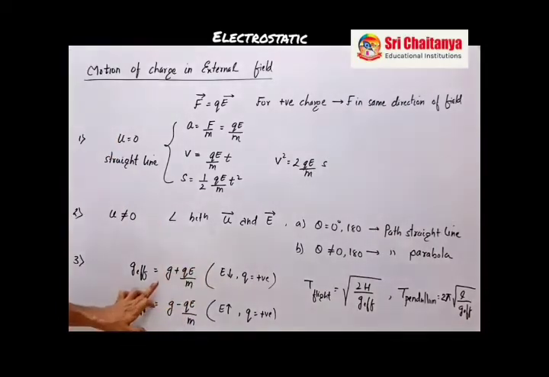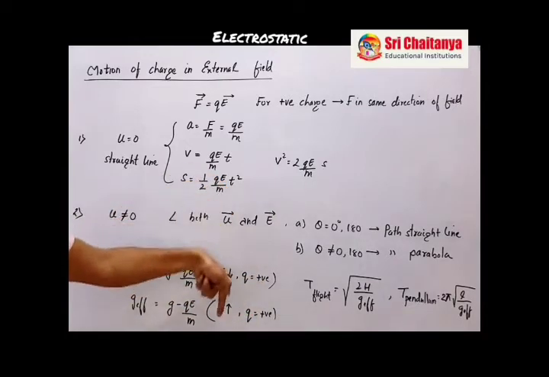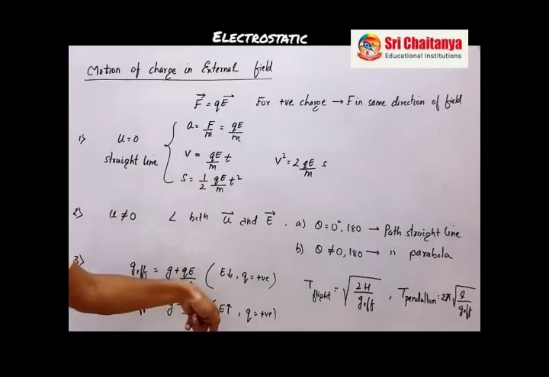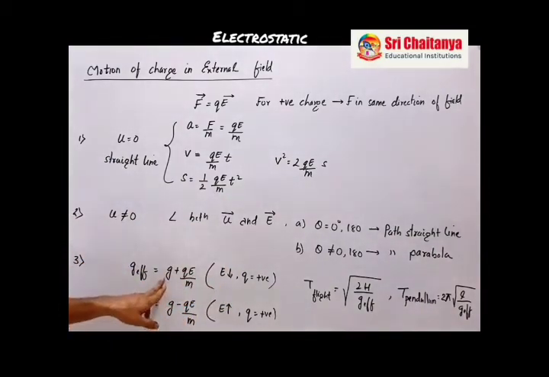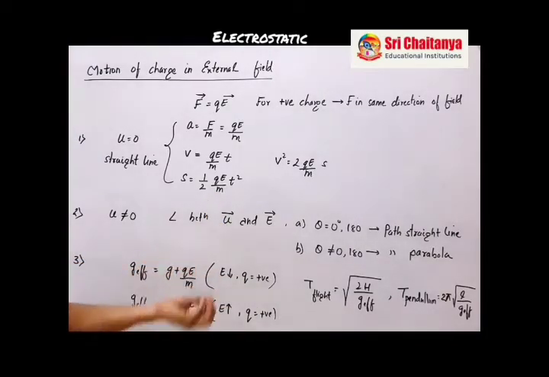For example, if the electric field is downward and the charge is positive, that means the electrostatic force will also act downward. That means the net downward force will become mg plus QE. So if you calculate, g effective will be g plus QE by m. If the electric field is upward and the charge is positive, the force will act upward. If force acts upward, your g effective will be reduced. So g effective will become g minus a. And due to the electric field, your a will be QE by m. So this is how we have talked about it.